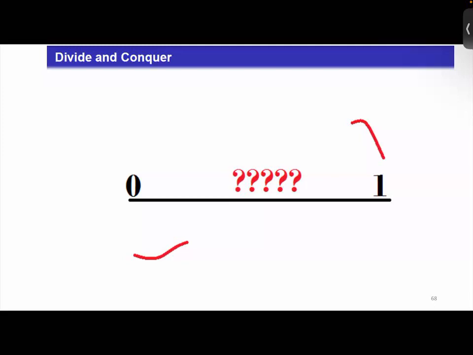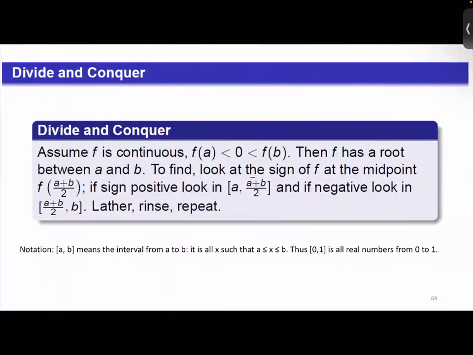So what you typically do is you look at the halfway point. If the halfway point is 0, congratulations, you found the root. If it's not, if it's positive, then you know there's a root between 0 and 1/2. If it's negative, you know there's a root between 1/2 and 1. There could be many roots, but this will help you find at least one. So this is the method of divide and conquer. How many of you have seen divide and conquer to find roots, to find zeros?